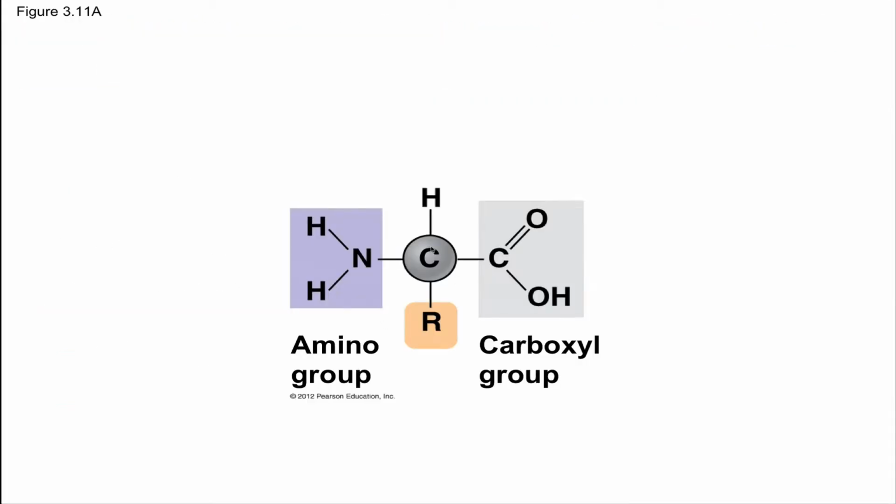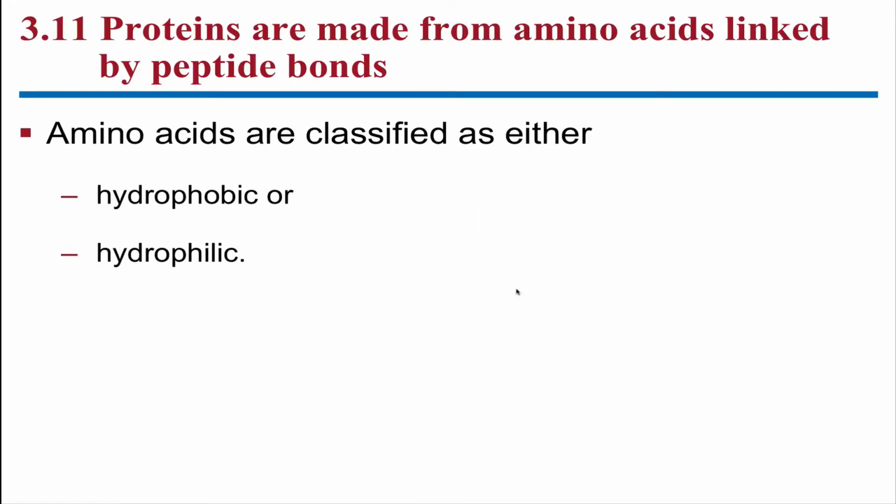So when you look at this slide over here, this is the central carbon, and attached to the central carbon on one end is an amino group. On the other end, we have this carboxyl group. You have the hydrogen atom here, and this is the chemical group that's represented by R. And this chemical group is what's going to make each one of these amino acids different. So amino acids are classified as either being hydrophobic or hydrophilic.